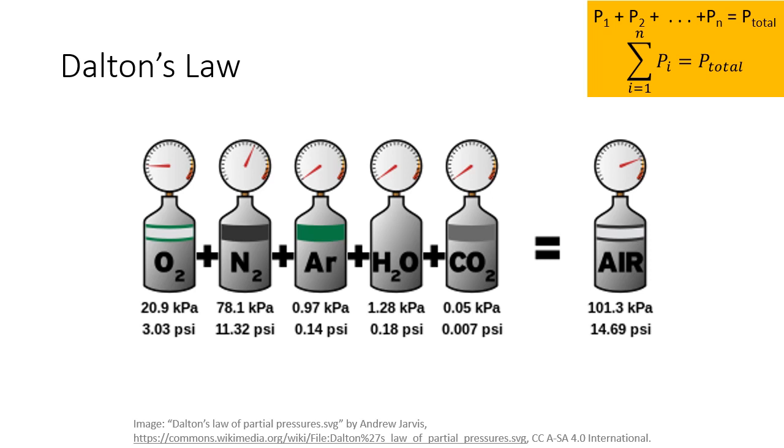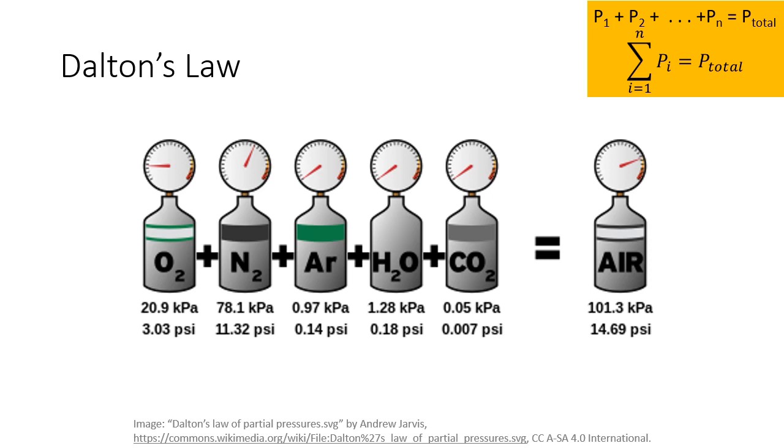Uppercase Greek sigma means the sum over. i is an integer, 1, 2, 3, etc. n is the number of components in the mixture, and P_i is the pressure of each individual component. So when we have P1 plus P2 plus P3 plus ... plus Pn equals P total, that is summarized with that formal mathematical notation.